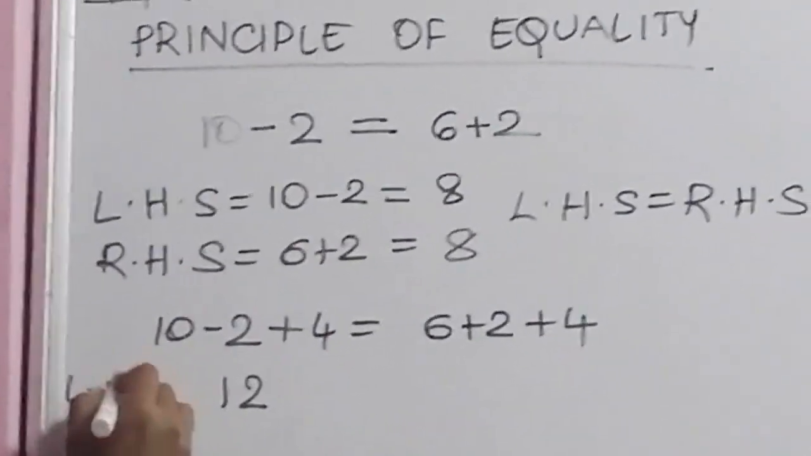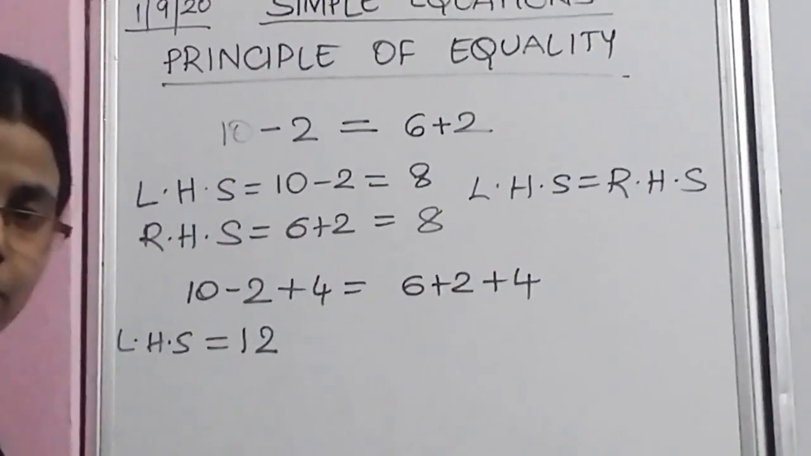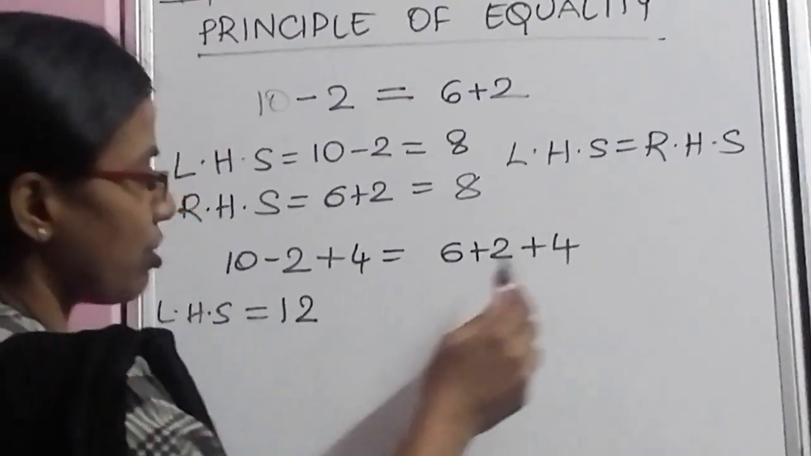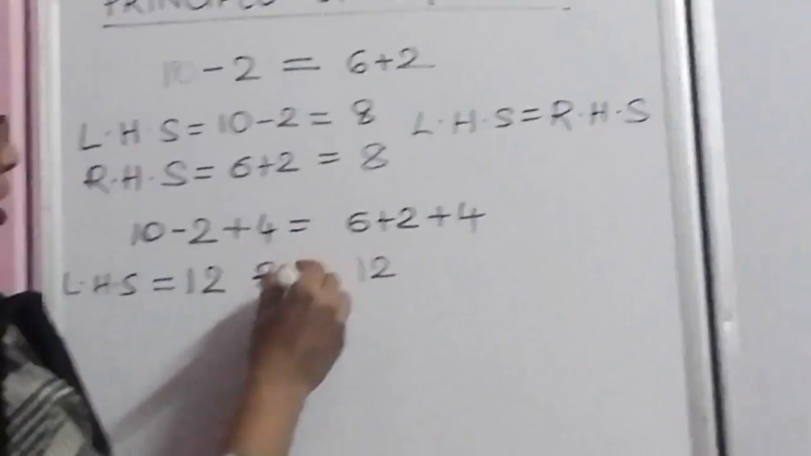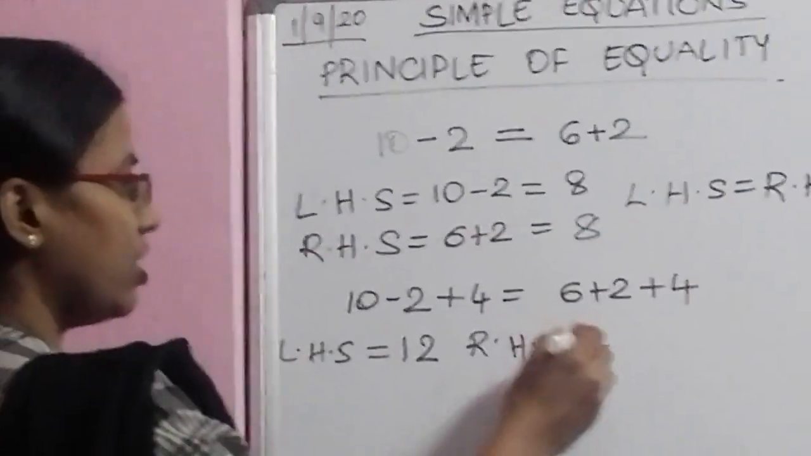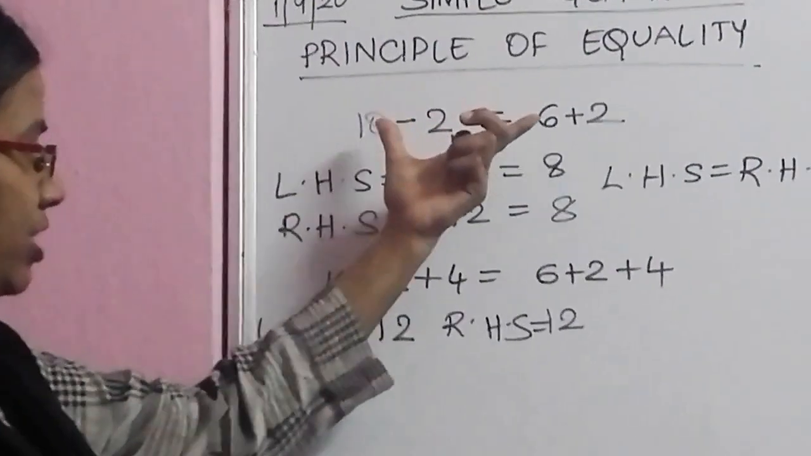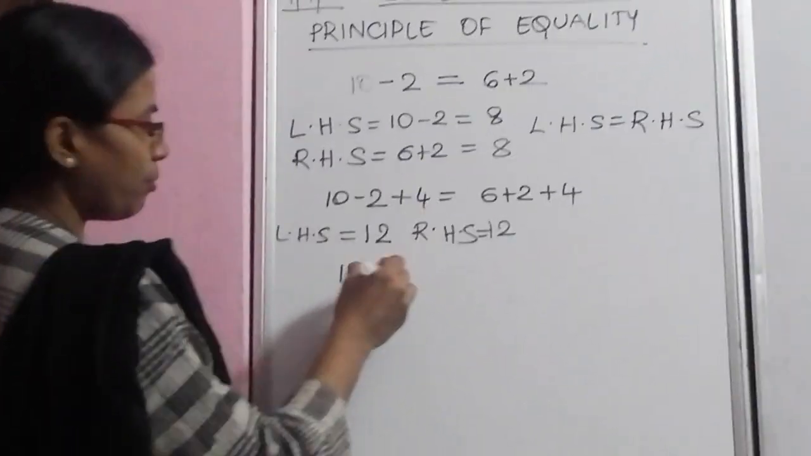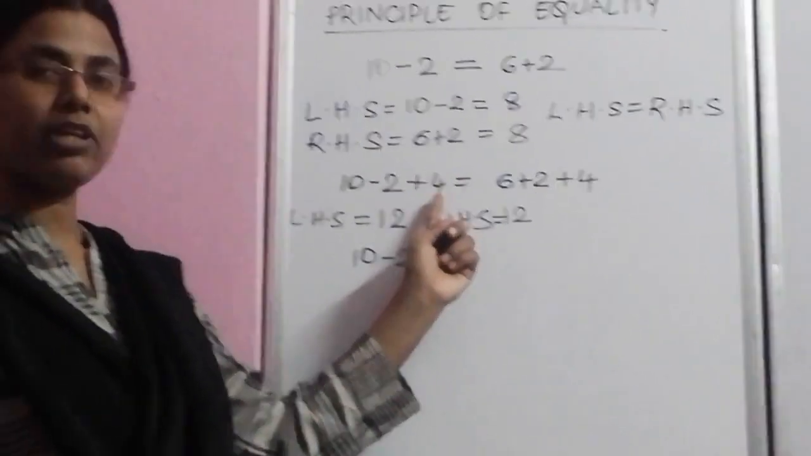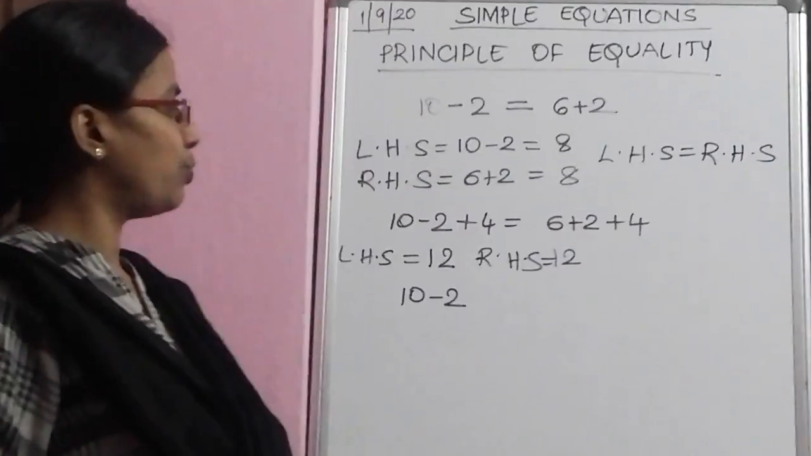This LHS is equal to 12 you got. 6 plus 2 is how much? 8. 8 plus 4 is how much? 12. So here you see that LHS is equal to RHS. So here also the equality statement remains the same. Now you can take any other number in place of 4, you can take 6, 10, whichever number you like, you try and see.